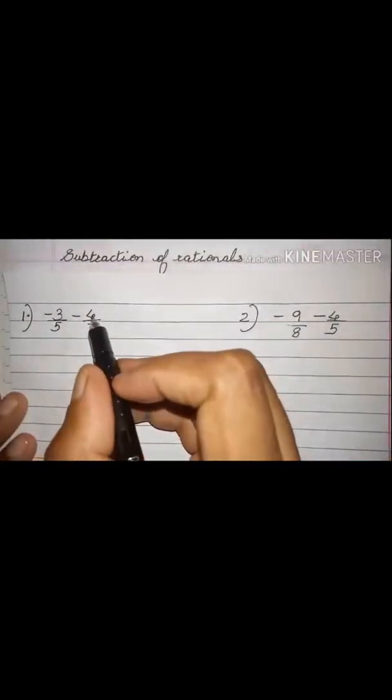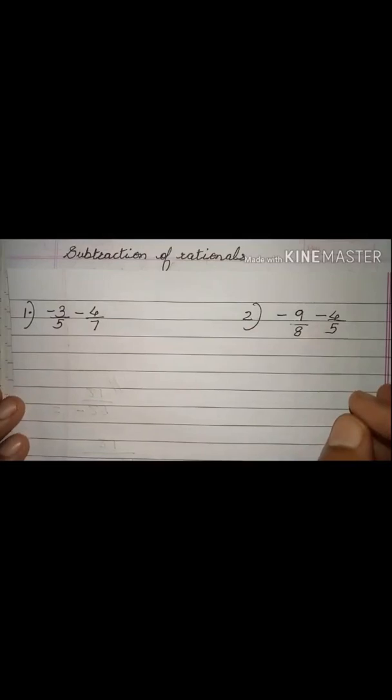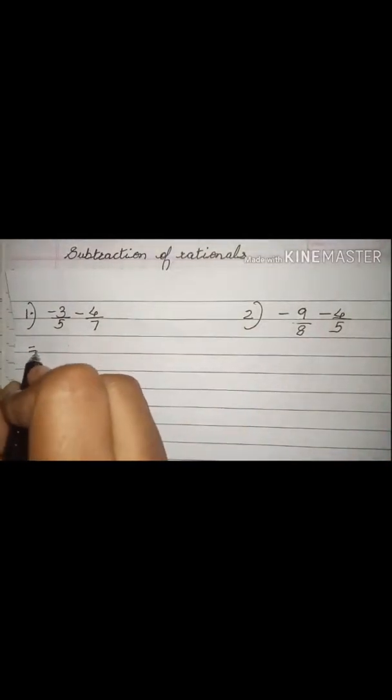Okay, we are going to subtract rational numbers. So here you can see that, children, I am going to subtract my rational number 4 by 7 from minus 3 by 5. So let us solve it. Now this time I am going to reduce the number of steps, so that you will make fewer mistakes.